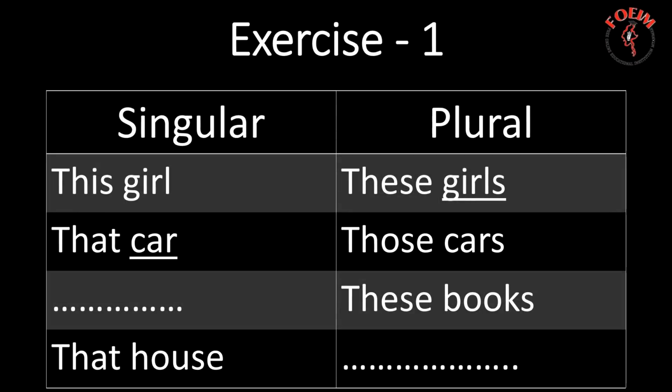Let's do exercise 1. This is changing singular to plural or plural to singular. For example, this girl, so these girls. That car, so those cars. So I'll give you 1 minute and we will check soon.